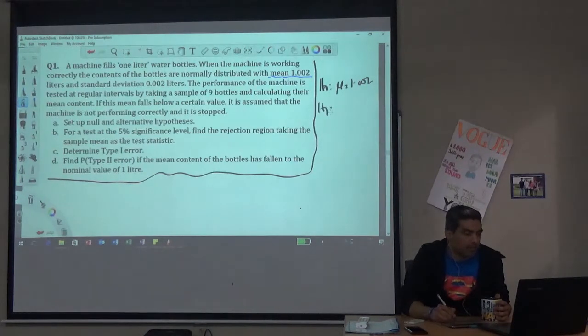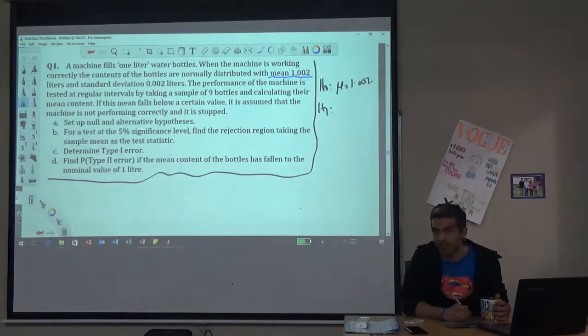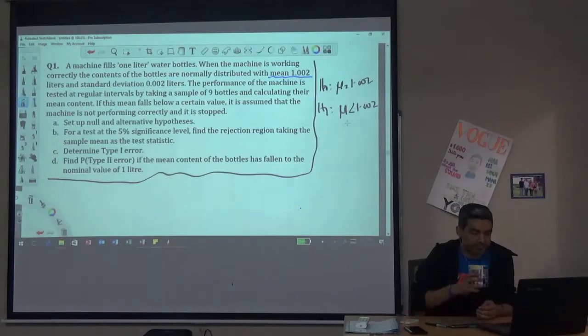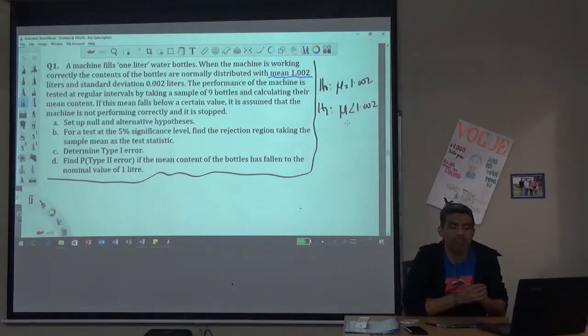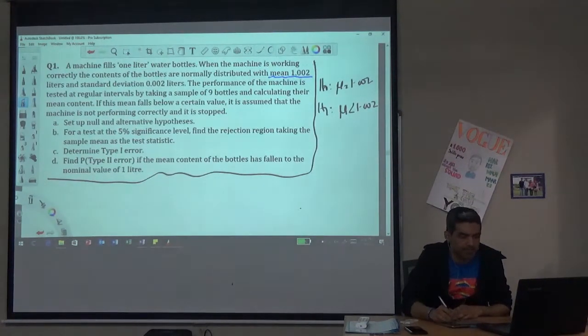But the performance of the machine is tested at regular intervals, and the sample mean is calculated. If this mean falls below a certain value, it is assumed that the machine is not performing correctly. So our research hypothesis should be the mean is less than 1.002. It's a one-tailed test. Set up the null and the alternative hypotheses. Part A is done.